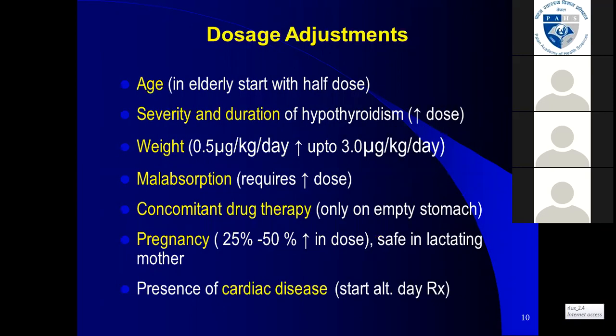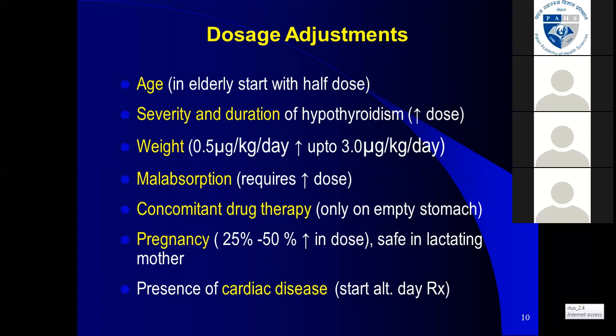Now, to adjust the dose. The dose adjustment depends on the age, especially in the elderly. We have to start with half of the dose. In some books, it is written around 50% less. And in severity and duration, if the disease is severe, then we have to increase the dose. And if it is not severe, then we can also decrease the dose. And with weight also, the dose can be adjusted, like 0.5 microgram per kg per day, up to 3 microgram per kg per day.